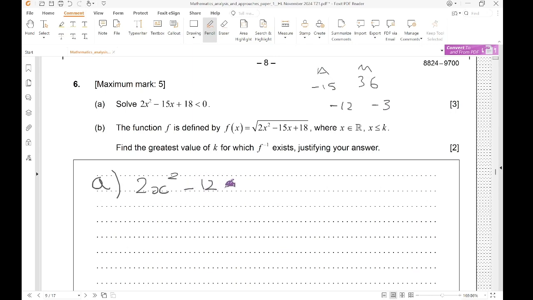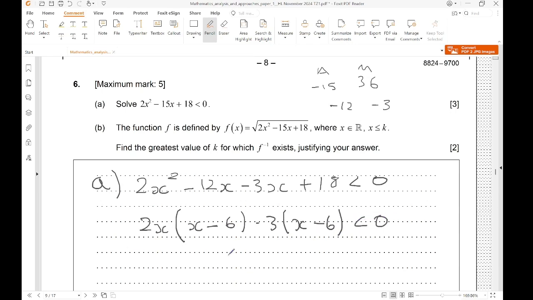So minus 12x minus 3x plus 18 is less than 0. Then you factorize 2x squared, 2x on the outside, x minus 6, and then minus 3 over here. So x minus 6 here too, and then less than 0. So x minus 6, 2x minus 3.